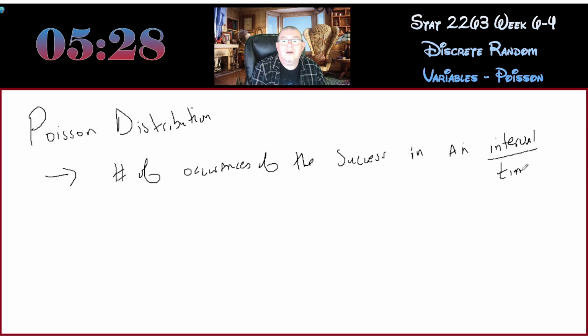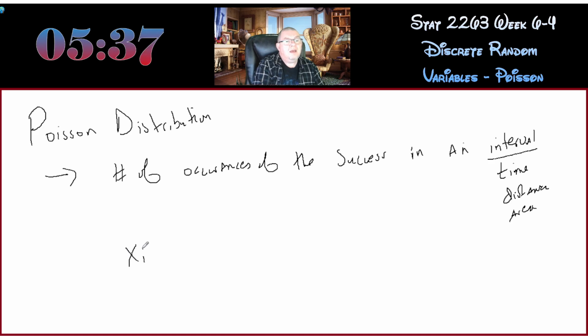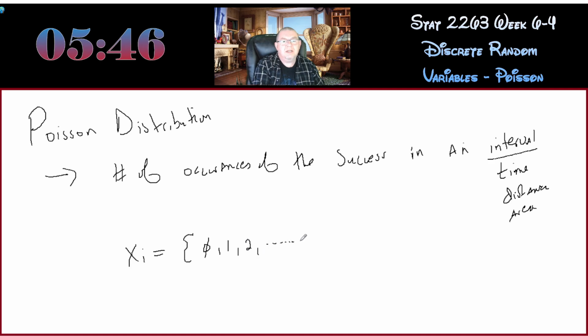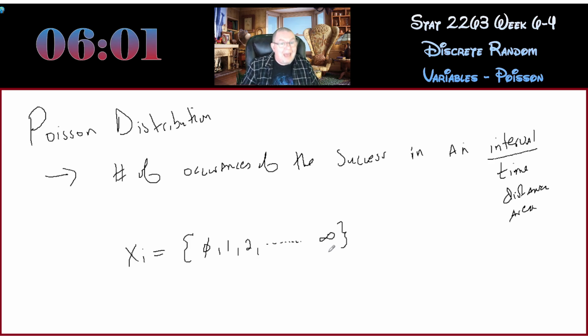An interval is often time, distance, or area. Okay? And so if xi is that, then you could see that xi has the potential to be 0. Xi has the potential to be 1. Xi has the potential to be 2. And theoretically, xi could go up to infinity. So what's interesting here is that geometric could be 1, 2, 3 all the way up to infinity. Binomial could be 0, 1, 2 up to n, but Poisson is 0, 1, 2 all the way to infinity. So each of the 3 discrete random variable types that we look at have different possibilities for xi.